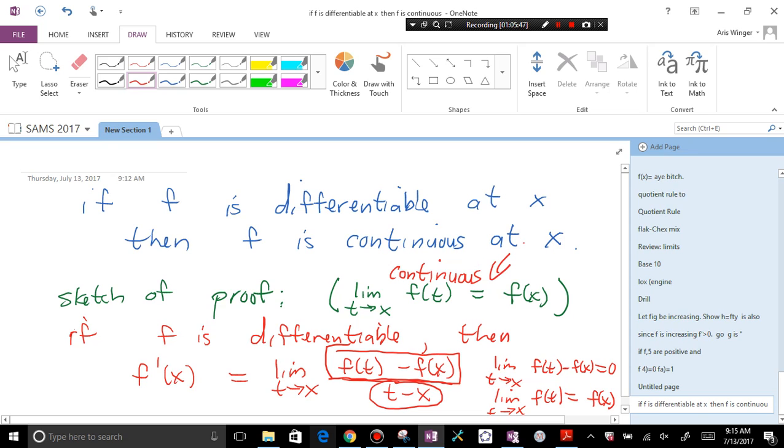And that's why it's continuous. Okay. Good. Okay, so that's a sketch of it. That's what it means to be continuous. Okay. But your question, go ahead.